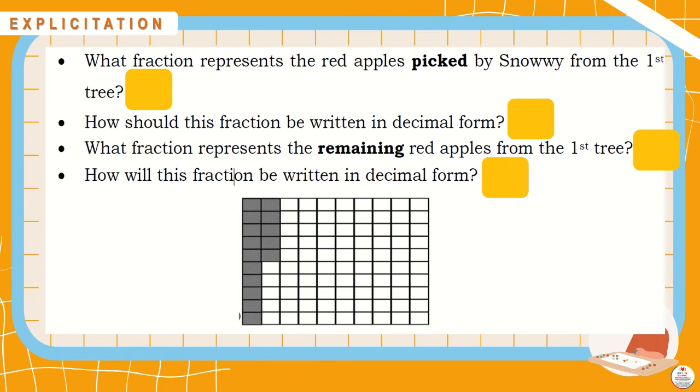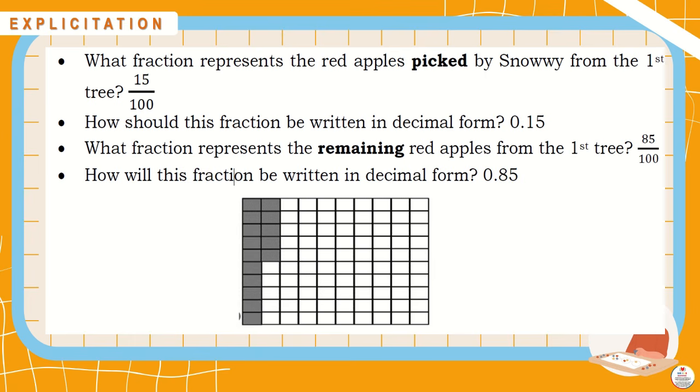What fraction represents the red apples picked by Snowy from the first tree? You're right, it is 15/100ths. How should this fraction be written in decimal form? Very good. It's 0.15. What fraction represents the remaining red apples from the first tree? You're right. It's 85/100ths. How will this fraction be written in decimal form?